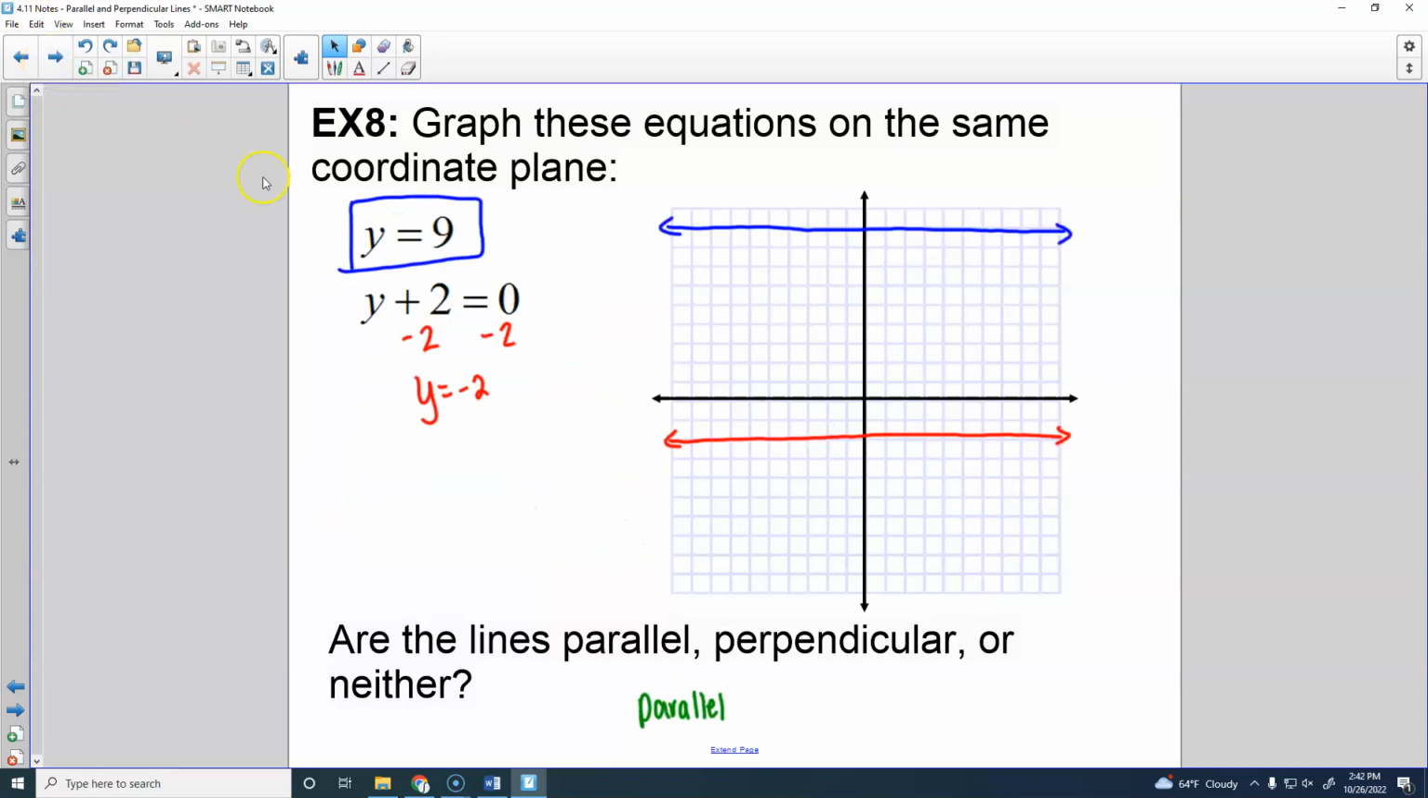All right, and the last one, y equals 9 is a horizontal line. Here, you do have to solve this for y, so you subtract the 2. You get y equals negative 2. It's another horizontal line. Those are parallel.